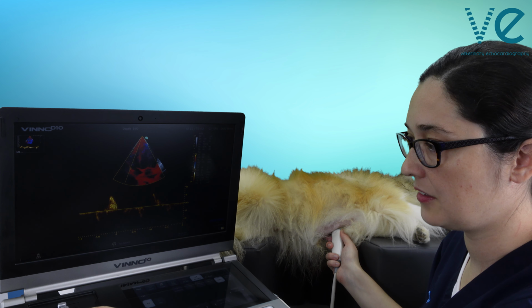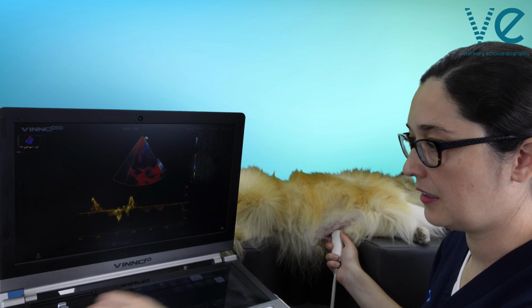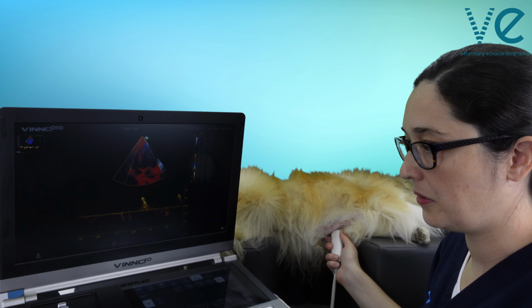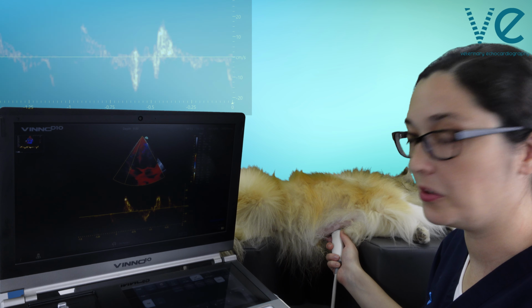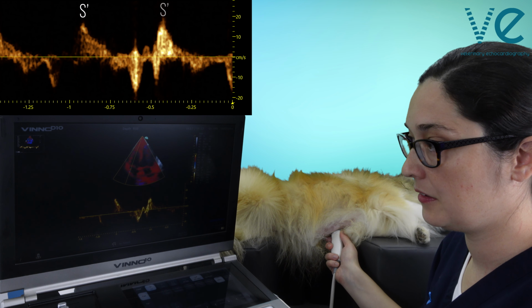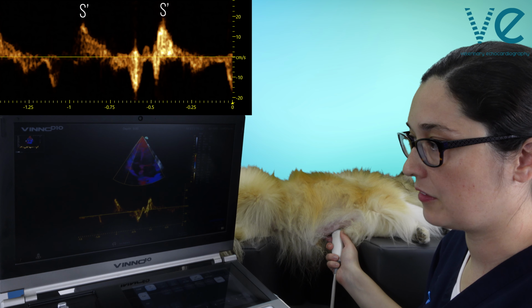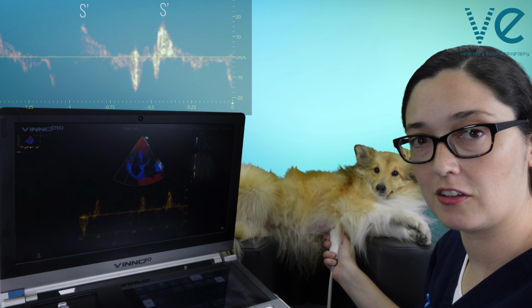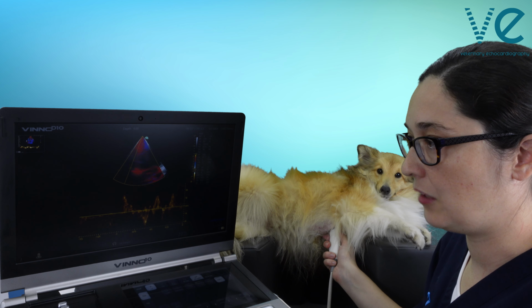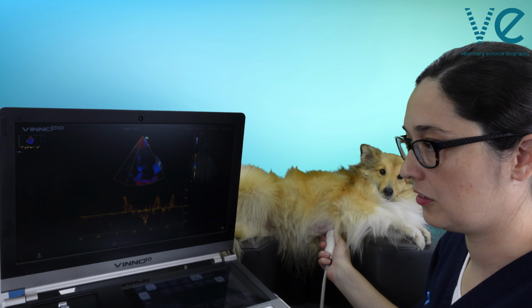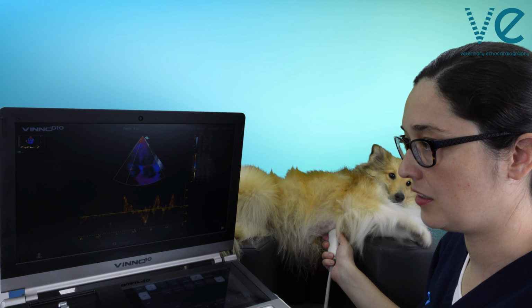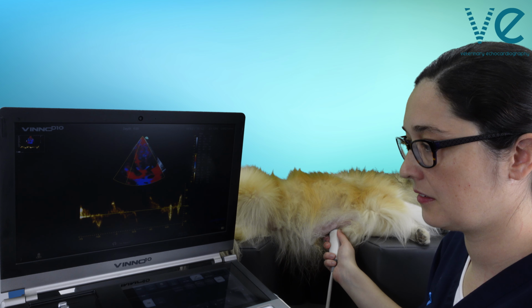Now the difference here is that you're not so worried about your E and A primes. Instead, you want to be looking at S prime, which is your movement above the baseline. Because when we're looking at the right side, we're using TDI to look at RV systolic function. Very rarely are we looking at right ventricular diastology. So it's the systolic movement that we're most interested in on this side.